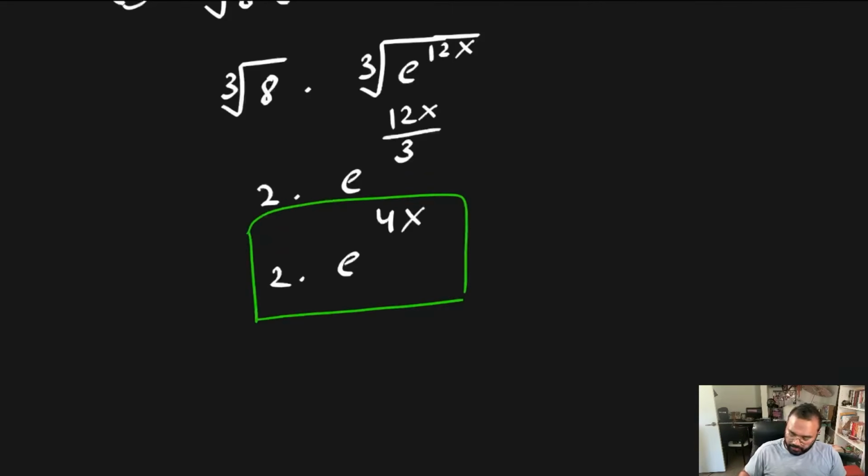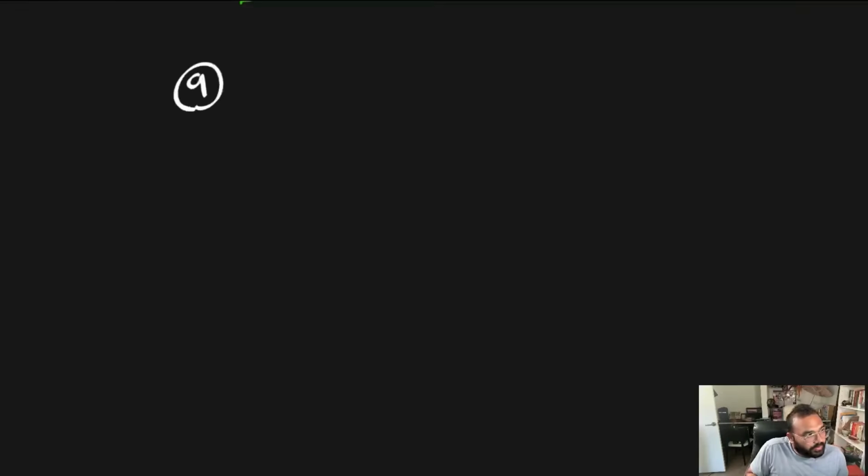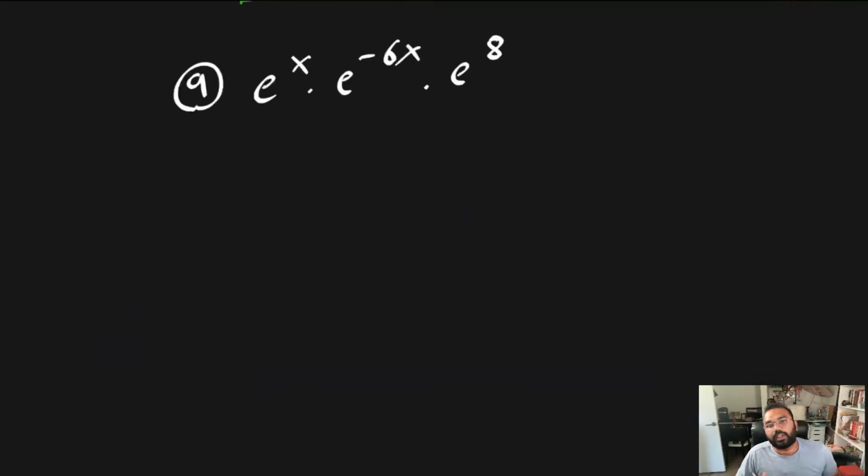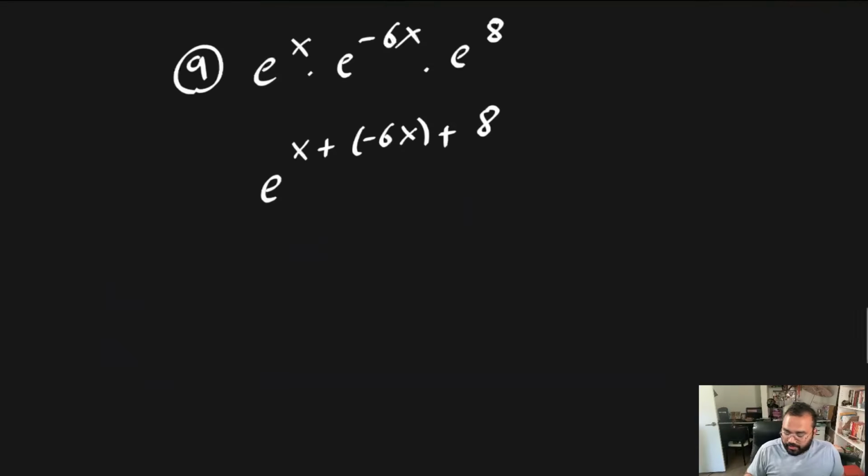Next question. e to the power of x times e to the power of negative 6x times e to the power of 8, right? Now it is similar to our first problem where the base is the same. So we just add the exponents. So e to the power of x plus negative 6x plus 8, right? So x plus negative 6x is x minus 6x plus 8.